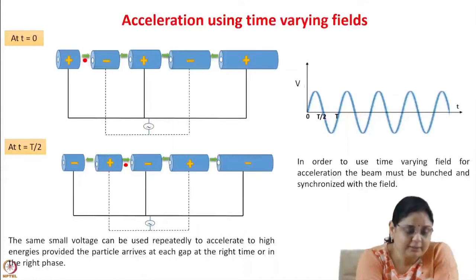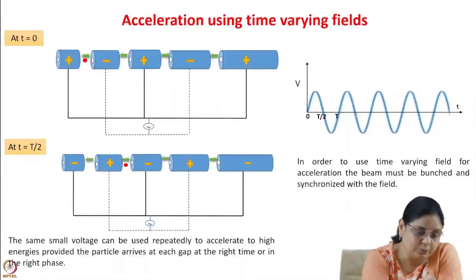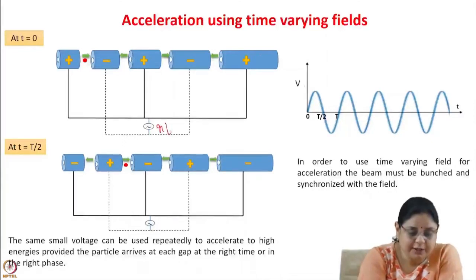Here, let's say we have a series of hollow conducting tubes. These are hollow so that the beam can pass through them, and they are conductors. Being a conductor, the electric field will not enter inside these tubes. These tubes are known as drift tubes. Let's say we apply an RF voltage here.